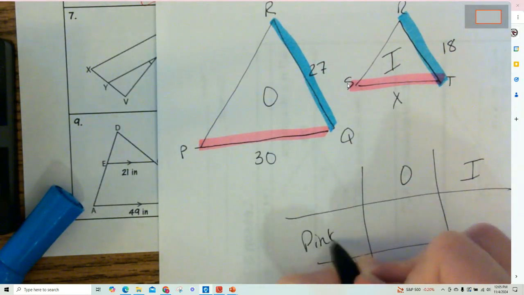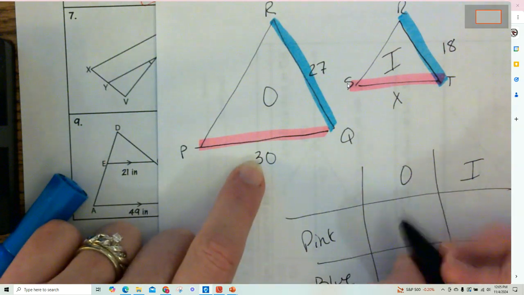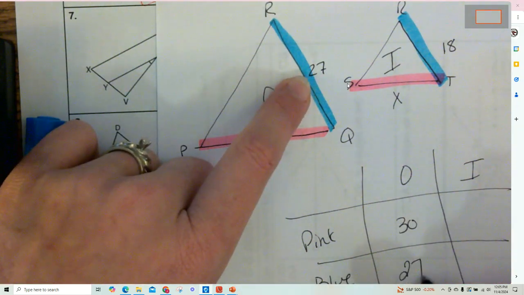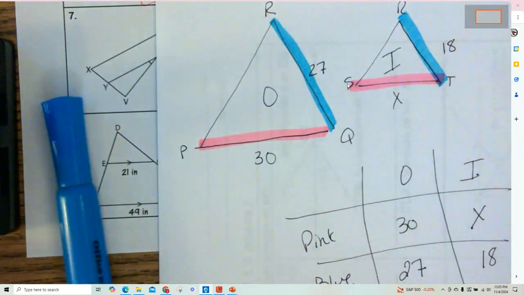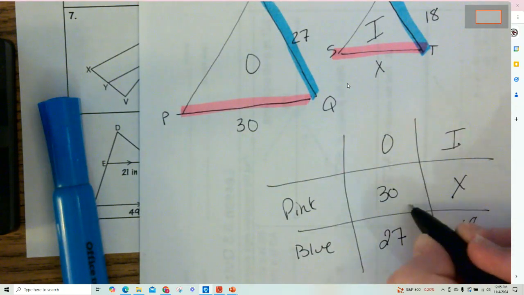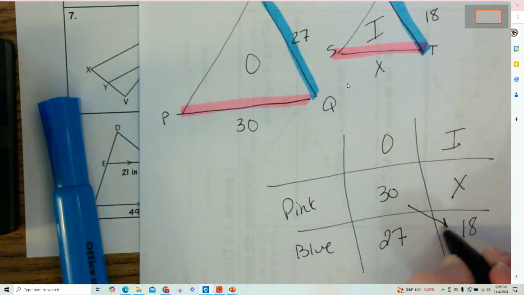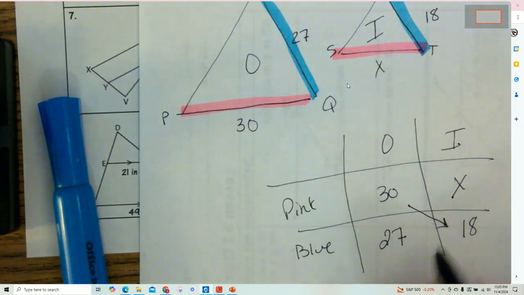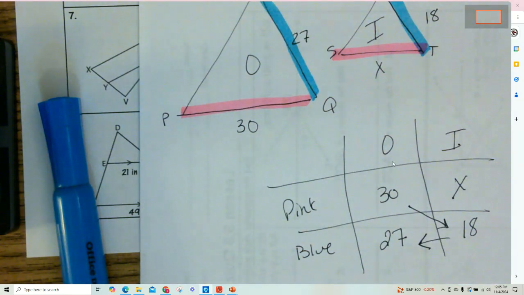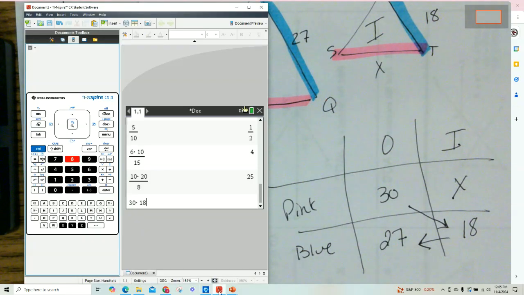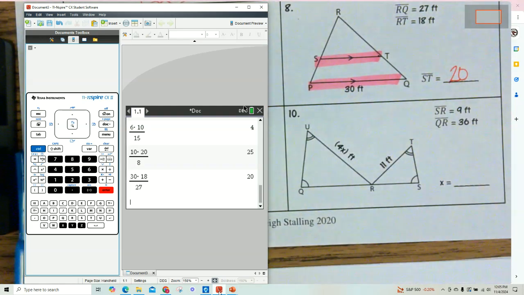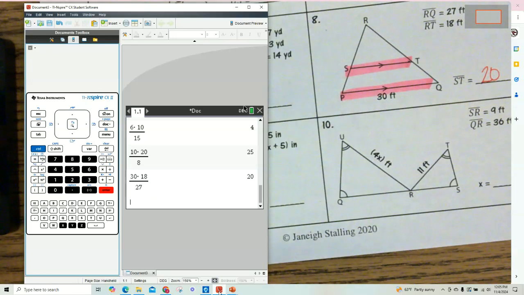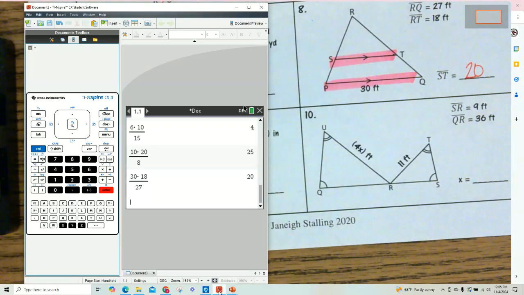So we got a pink side, we got a blue side. So pink original is 30, blue original is 27, image pink is X, image blue is 18. Again, corner to corner. It doesn't matter if I go 18 times 30 or if I go 30 times 18. Comes out the same. Divide by what's left. So 30 times 18 divided by 27 gives me a 20. I think that's all I'm going to do on this page.